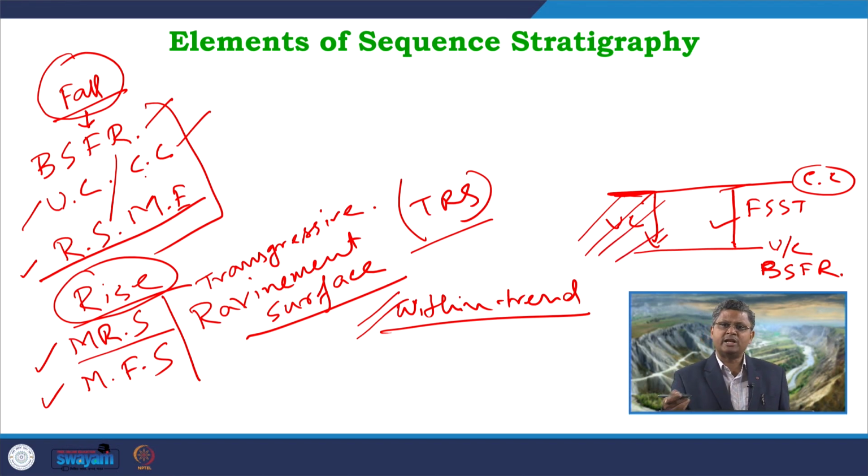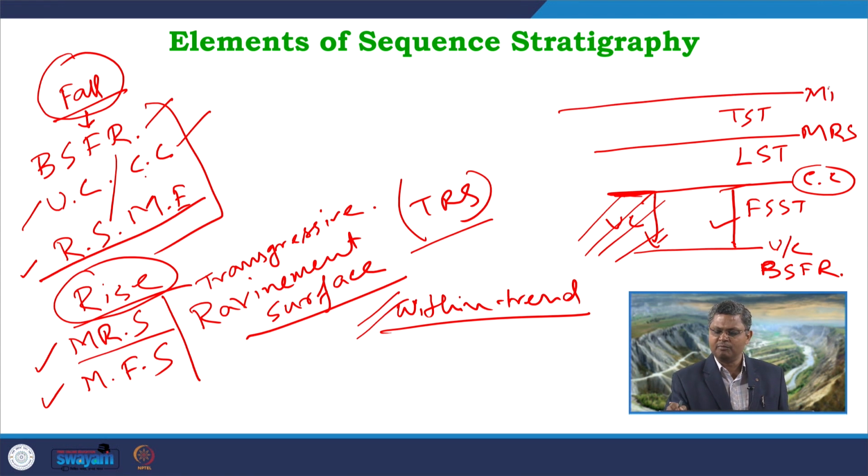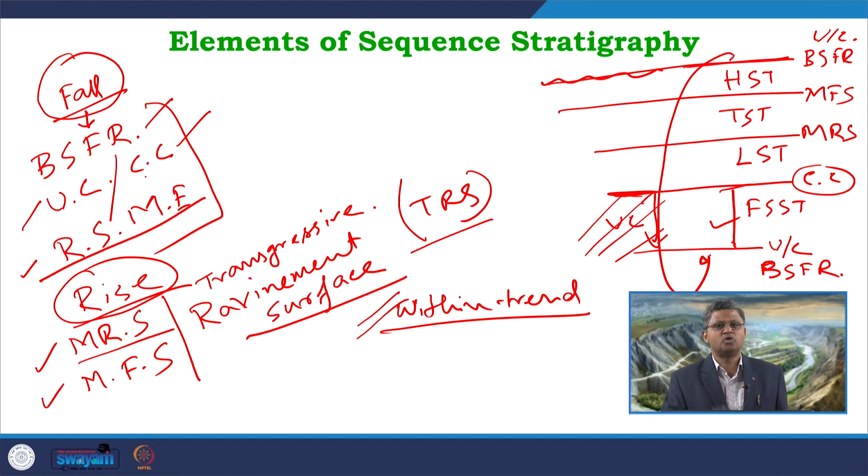After this correlative conformity, we get LST, lowstand systems tract, which is bounded by the maximum regressive surface. On this maximum regressive surface, we get TST, which is bounded by maximum flooding surface, and on this TST we get highstand systems tract, which is again bounded by a BSFR or an unconformity. If it is unconformity, this is an erosional surface. If it is BSFR, it is a conformable surface. And again we are coming back over here in this part, so it will go on in this cycle.